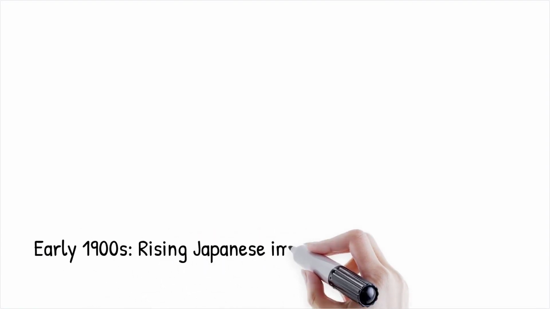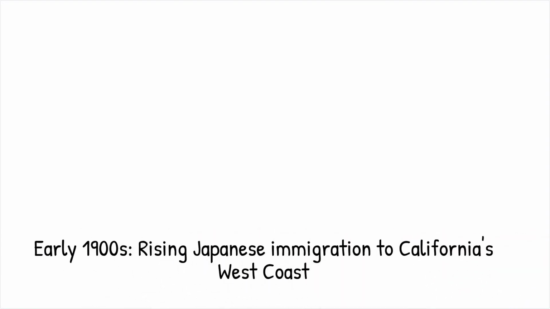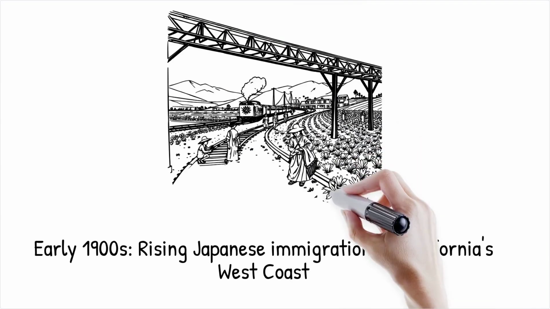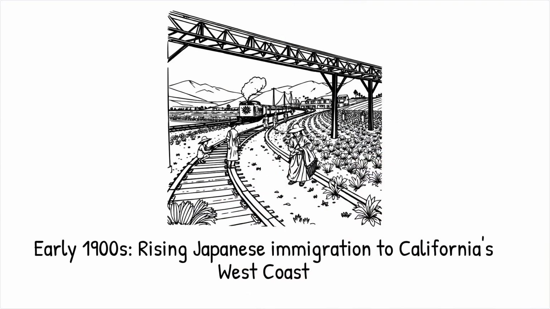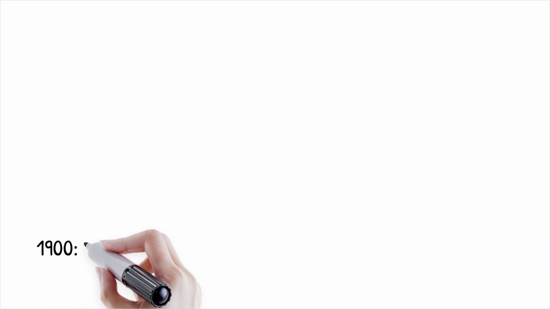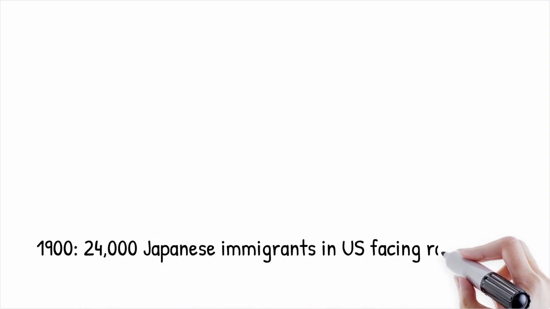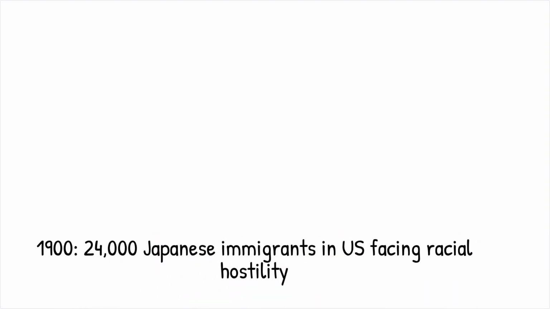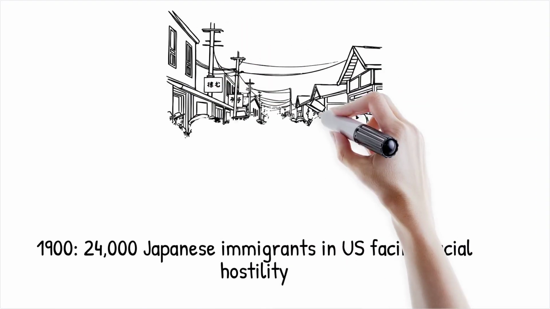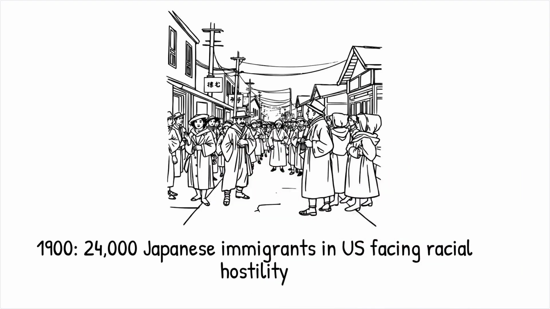Historical context setting. United States, early 1900s. The early 20th century was a period of increasing immigration to the U.S., with significant numbers of Japanese immigrants arriving on the West Coast, particularly in California, to work in agriculture, railroads, and other industries. By 1900, over 24,000 Japanese immigrants lived in the U.S., many facing racial hostility similar to that experienced by Chinese immigrants. Anti-Asian sentiment fueled restrictive immigration policies.